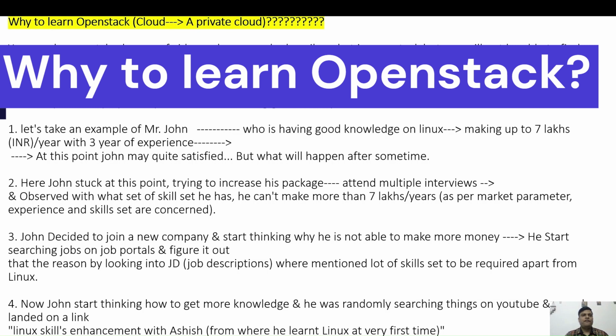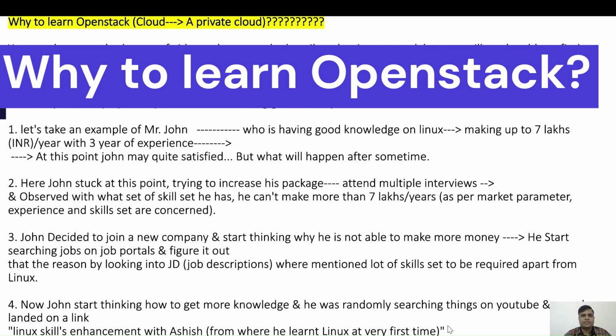You may have watched some videos where people describe what OpenStack is, but you will not be able to find out exactly why to learn OpenStack. To explain it in the best way, let's take a live example where you will find out on your own when and why to learn OpenStack and how OpenStack plays an important role in making good money. I have pointed out some points for you.